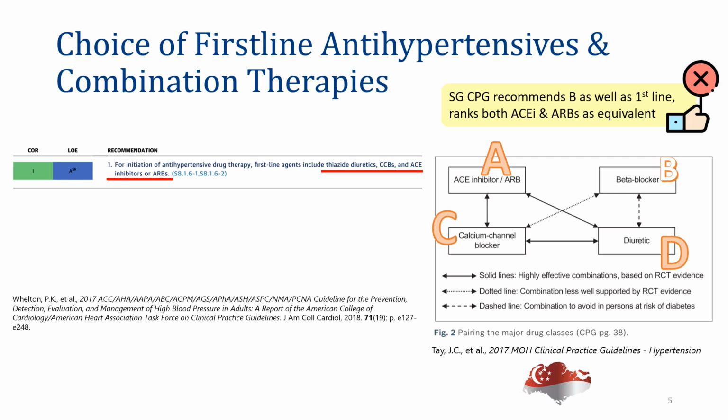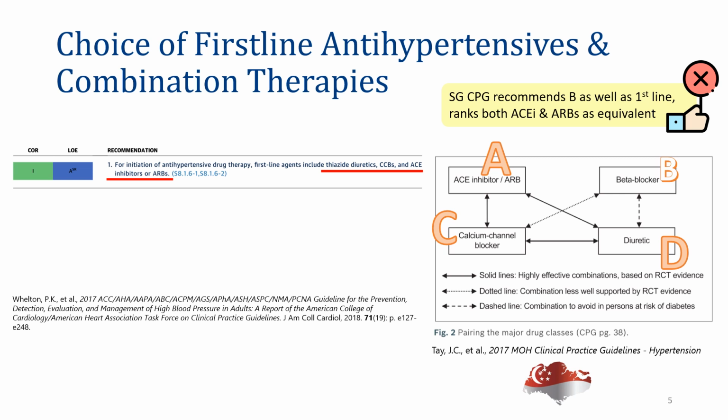Antihypertensive therapies are as easy as A, B, C, and D. Now, I would like to also highlight the Singapore guidelines having that particular chart where there are arrows in that particular diagram over here. The solid lines refer to highly effective combinations based on RCT evidence. That means you can use A plus C, C plus D, or A plus D as combination therapies whenever you need to add on or use two drugs to treat hypertension.